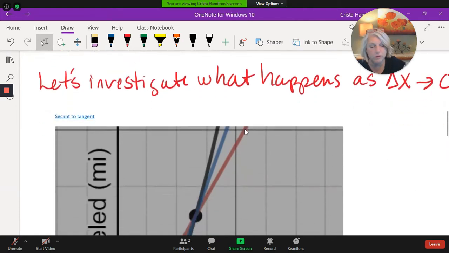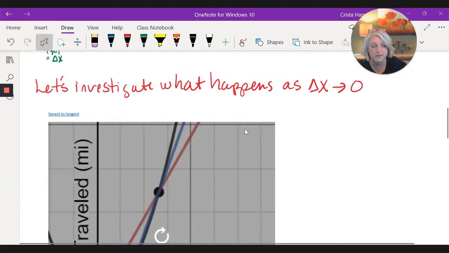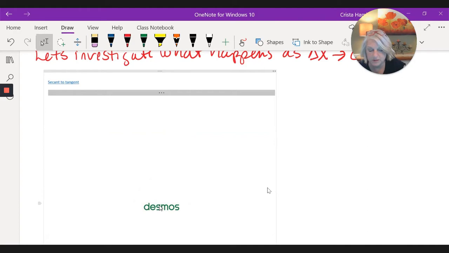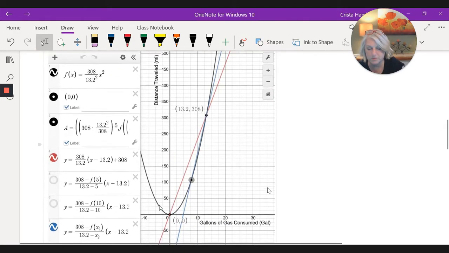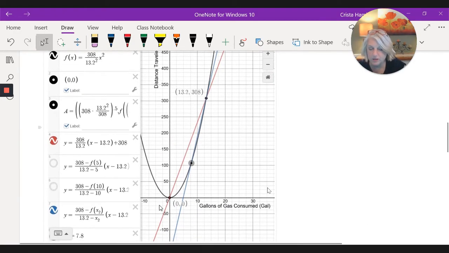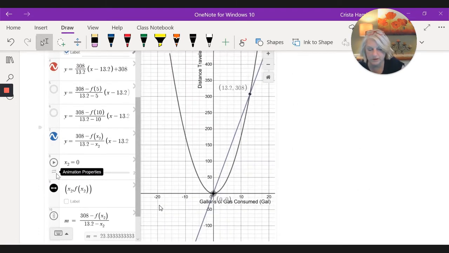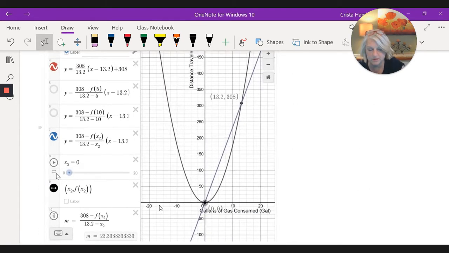All right, and then we wanted to investigate what happens as delta x goes to 0. If I take a look at that on Desmos, I did a little activity here. Let me find it. There it is. What you can see here is that first secant line point. Let me move that over just a little bit so that you can see it.